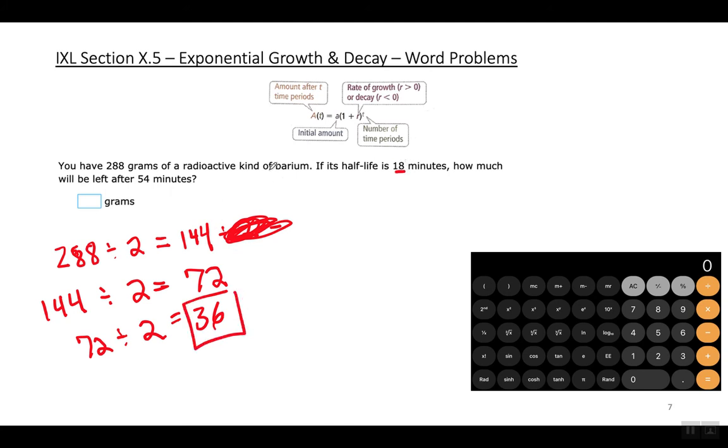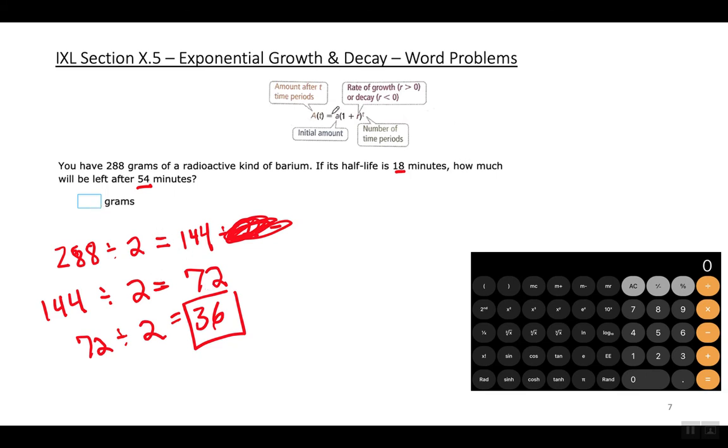Here's another way to think about it. I said 18 times 3 is 54. That means basically you've got to divide this in half 3 times. 288 divided by 2. Whatever you get, divided by 2 again. And whatever you get, divided by 2 again. I did it a total of 3 times, because this 18-minute period happens 3 times. That's one way you could do it. It's fast and it's pretty easy.